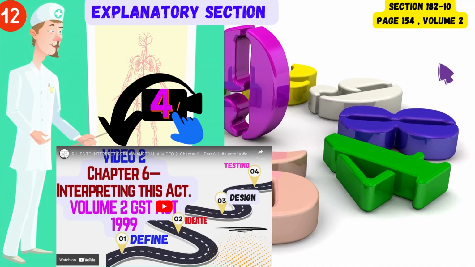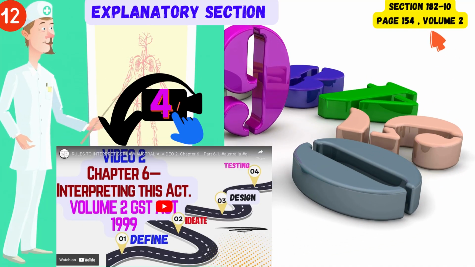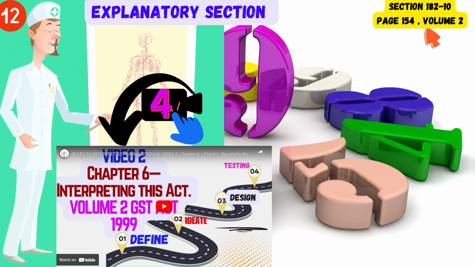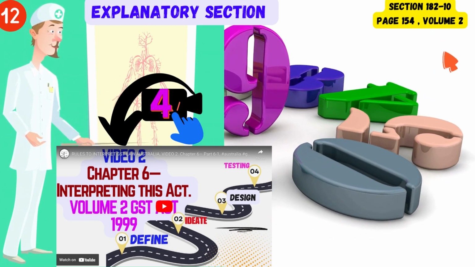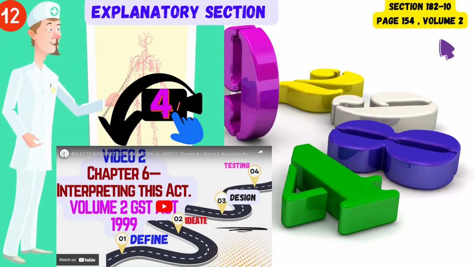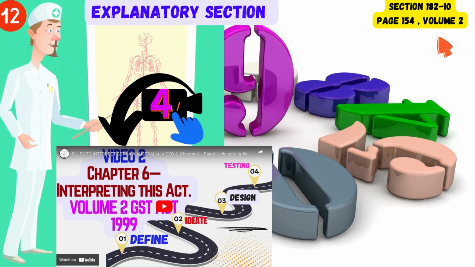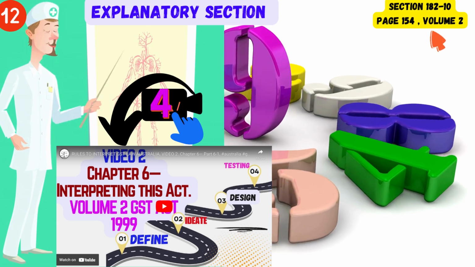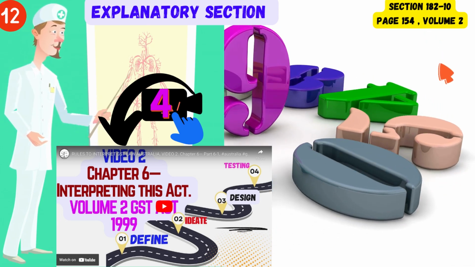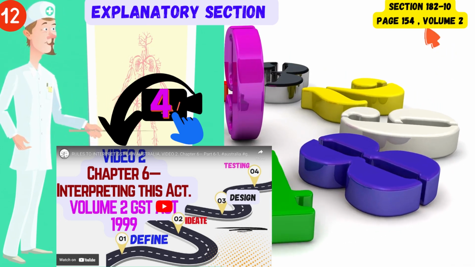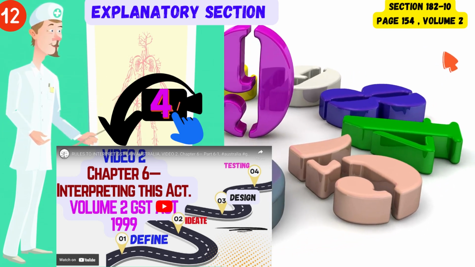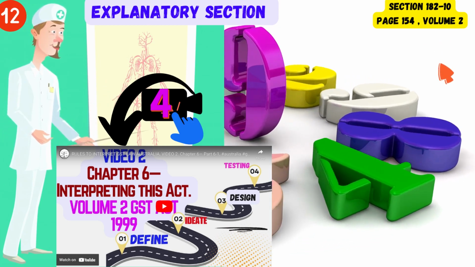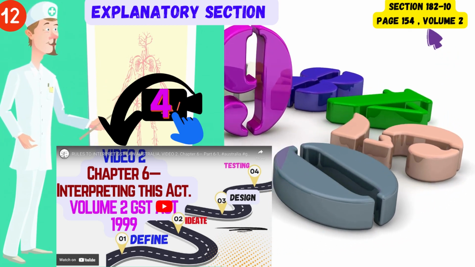Word number 12. Explanatory section has the meaning given by section 182-10. You can find this on page 154 of volume. There is a whole video on this subject we have made. Please find video number 2 on the GST playlist of our channel. You can also search by this name on our channel, that is, GST Law Australia, Chapter 6, Part 6-1, Rules for Interpreting this Act, explained video 2 of series. This video explains in detail about the GST Act.